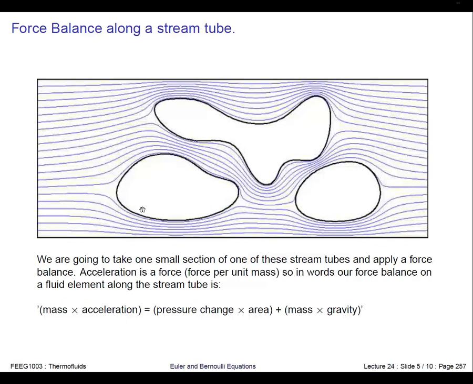So effectively what we're going to do is a force balance on a fluid element, if you can imagine a small cylindrical section of one of these stream tubes. We could choose any small section, and then we are going to do a force balance on that flow element. And the force balance comes from Newton's second law. Force is equal to mass times acceleration. So we've got mass times acceleration here, and that must be equal to the forces acting on this fluid element, and that's due to the pressure gradient along the region of the flow and the gravitational force that's acting on this element.